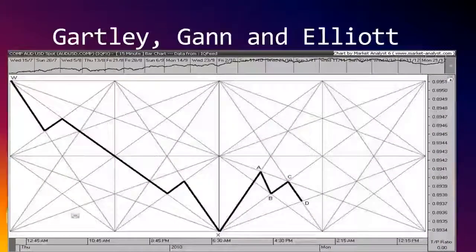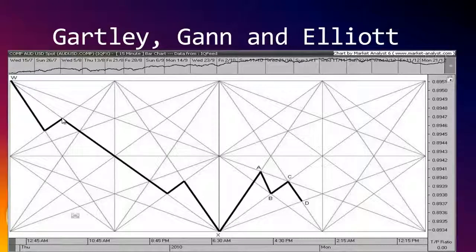The other thing that's really interesting about the Gartley pattern is how it ties in with Elliott wave and WD Gann. As I mentioned, this WX leg on the way down can look very much like an Elliott wave 5-wave sequence. And what I've done here is I'm showing you the Australian dollar spot market on a 15-minute chart. But of course you can't see the bars. But I have a traditional Gann box here on the left, and I've reflected it onto the right side of the screen here. So I have two boxes.